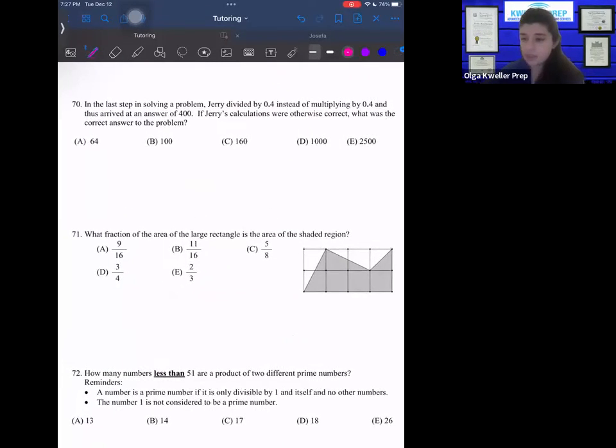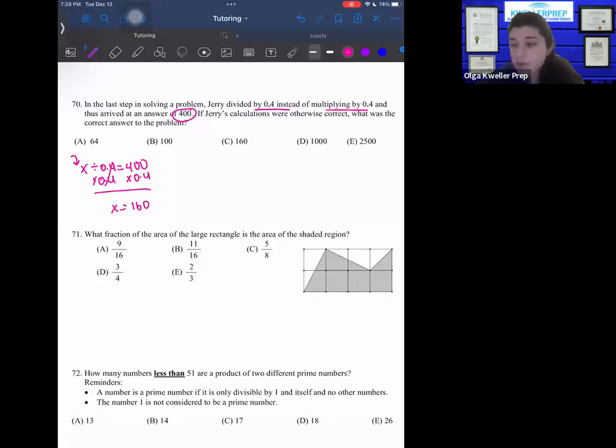Okay, let's keep going. So we have, in the last step in solving a problem, Jerry divided by 0.4 instead of multiplying by 0.4 and arrived at 400. So what we'll do is we can work backwards. So he divided by 0.4, right? So he got some number x divided by 0.4 equals 400. And I want to figure out what this number is. So I'm going to multiply both sides by 0.4. So if I multiply both sides by 0.4, I end up with x is equal to 160.